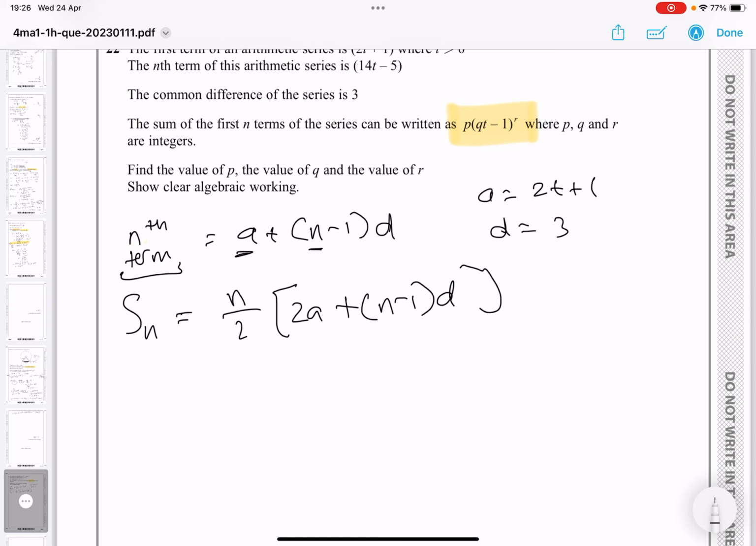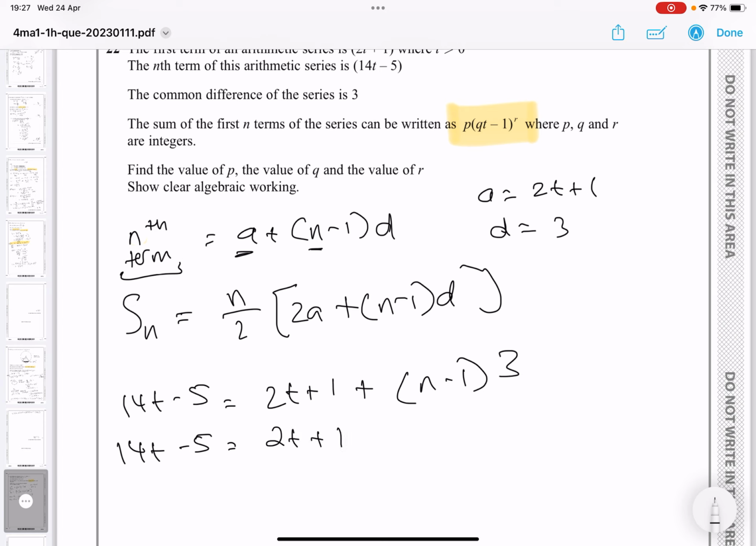The nth term, which is given, is 14t minus 5, and that's equal to a, which is 2t plus 1, plus n minus 1. n is what we need to work out, so we can substitute it into the second equation, and d is 3. So let's work out what n is.